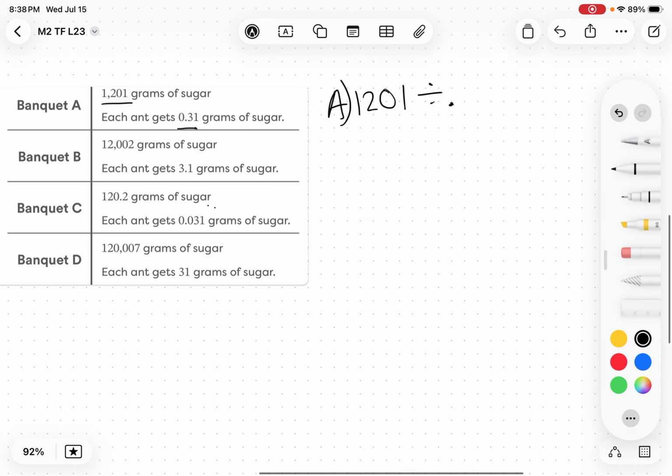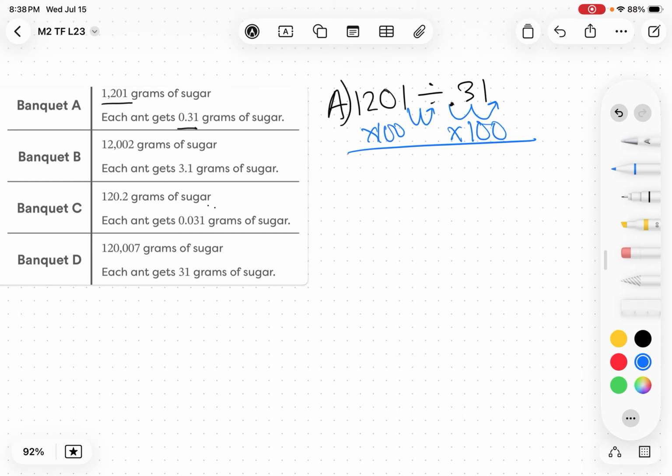1,201 divided by 0.31 or 31 hundredths. We can't divide with a decimal in my divisor, so we're going to need to make that a whole number. So we can think of it two ways. One is that we can move the decimal to the right 2 spots, which is what we would do here as well. Another way is thinking about when you move the decimal to the right 2 spots, what you've done is you've multiplied it by 100. So if we do that, this becomes 31, and then this becomes 120,100.